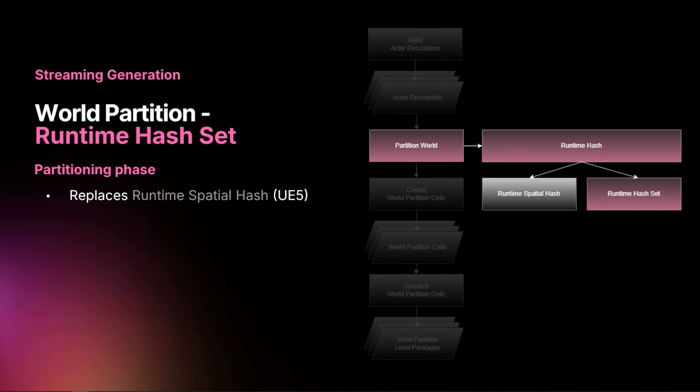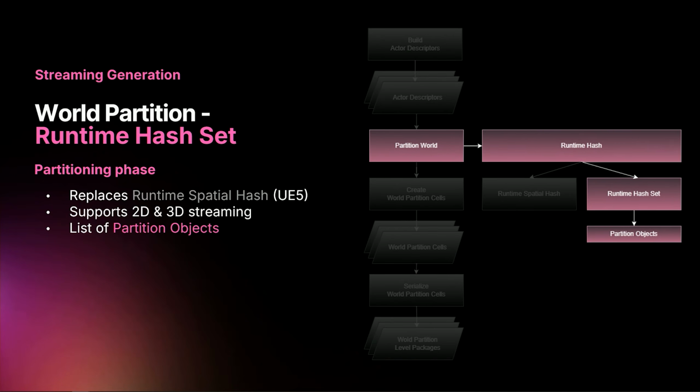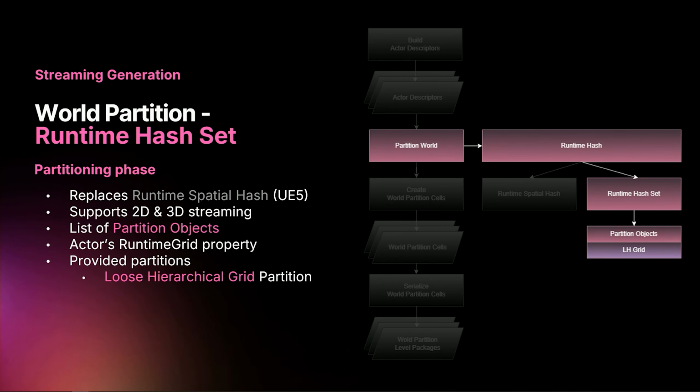So if we go back to the streaming generation, in the partitioning phase, starting with the 5.4 release, we introduced a new runtime hash set to replace the original runtime spatial hash shipped with Unreal 5.0. This new hash supports 2D and full 3D streaming and contains a list of partition objects. Actors are mapped to their corresponding partition object based on their runtime grid property, and the partition object can parse that runtime grid property to implement specific sublogic.